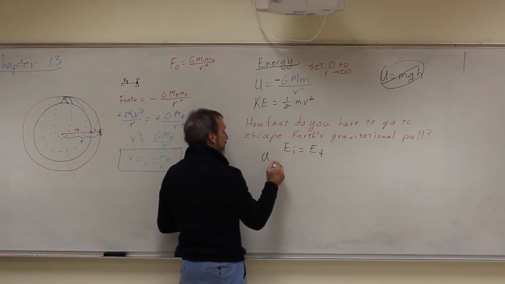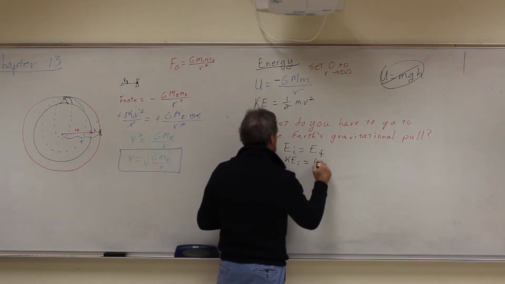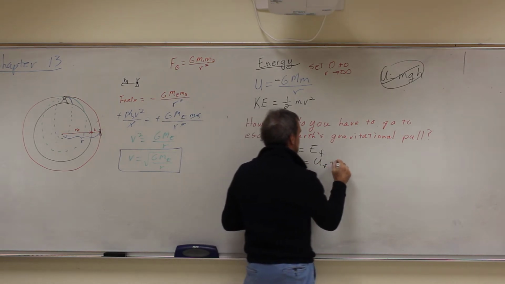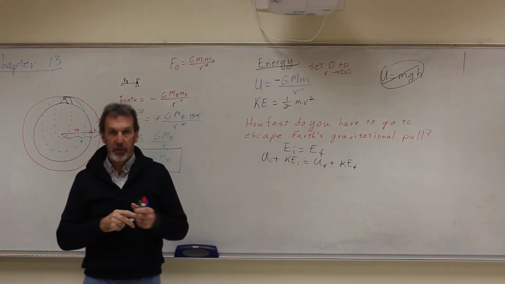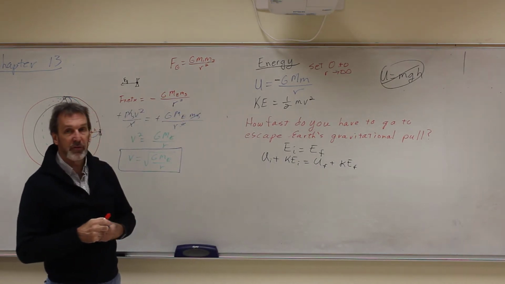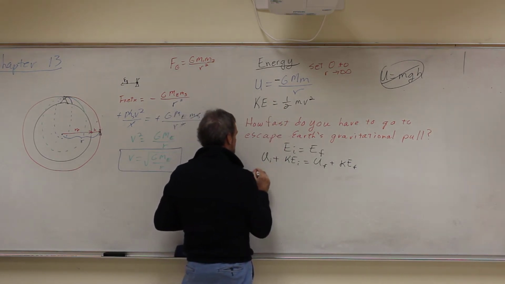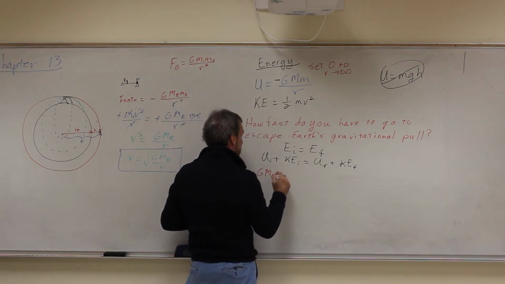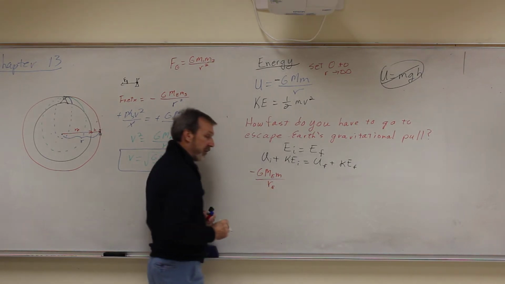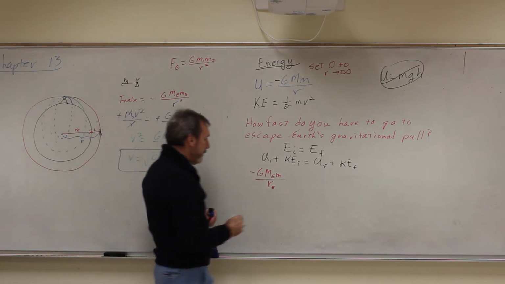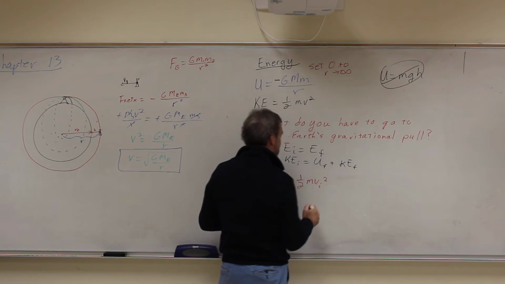So our gravitational potential plus our kinetic energy initial has to equal gravitational potential final plus kinetic energy final. Okay? So it's just typical conservation of energy. Our gravitational potential initial is minus G times the mass of the Earth times the mass of your rocket, divided by the radius of the Earth, because that's where you're starting from, plus 1/2 m v initial squared.